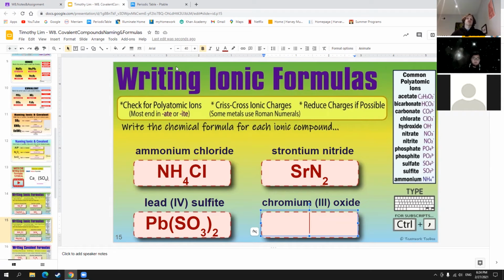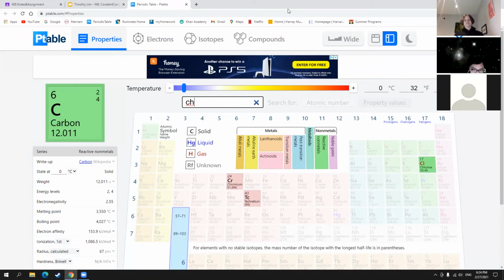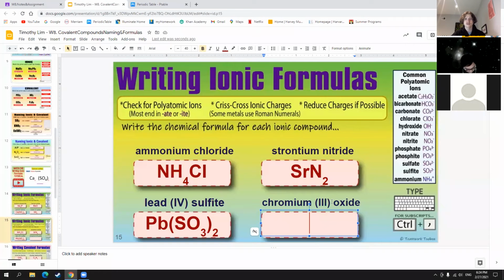Okay. So now you have chromium 3 oxide. Off the bat, just write in the chromium and the oxide, and then we'll get to balancing out. Do you know the atomic symbol of chromium? The atomic number here for chromium is 24. The charge is not the same as the atomic number, though, just to make sure you know that.